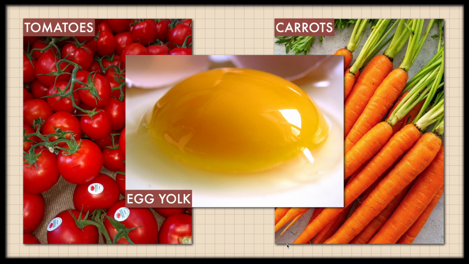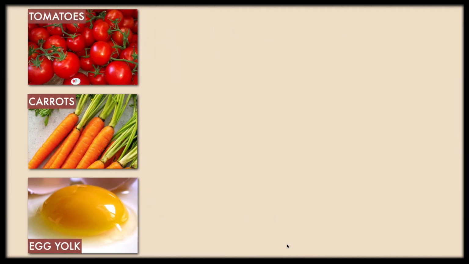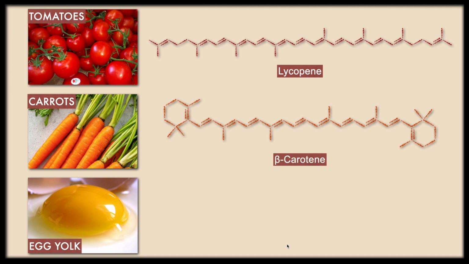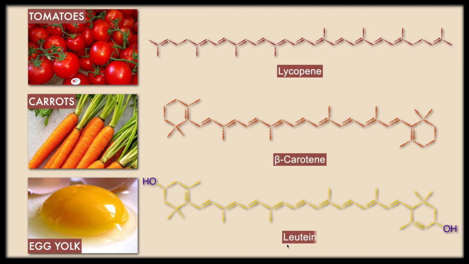Interestingly, all the 3 food items contain 3 different organic molecules as pigments, but they are rather very similar to one another. So the 3 molecules are lycopene in tomatoes, then we have beta carotene in the carrots, and we have the third one, that is lutein in egg yolk. One common pattern about these 3 molecules that you can see here is that all the 3 different molecules have conjugated alkenes. So what does this mean?